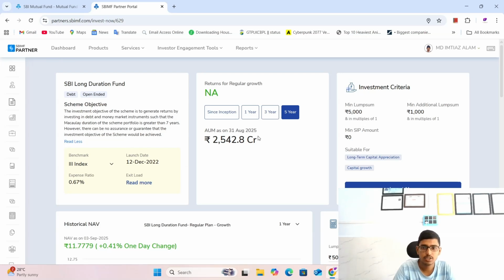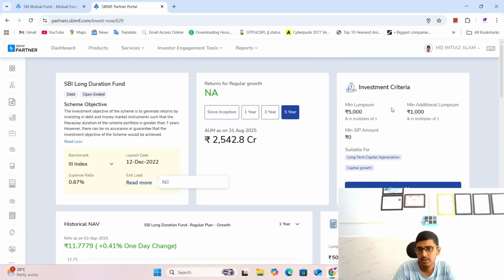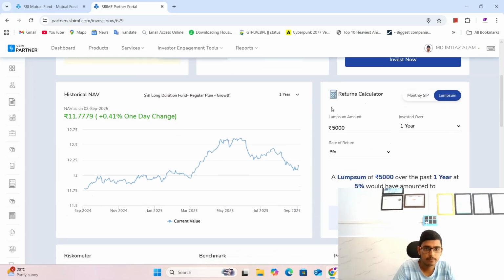As of 31st August 2025, the asset under management of this mutual fund is 2,542.8 crores. If we see the exit load, it is nil, so you do not need to pay any exit load for this fund. I have already told you the minimum lump sum amount for this fund is 5,000 rupees, and for additional lump sum investments you could invest a minimum of 1,000 rupees or more. The minimum SIP amount is 500 rupees, but here due to some problem it shows 0.